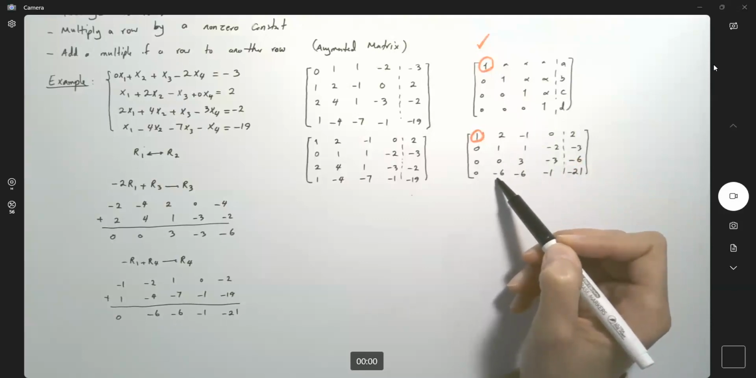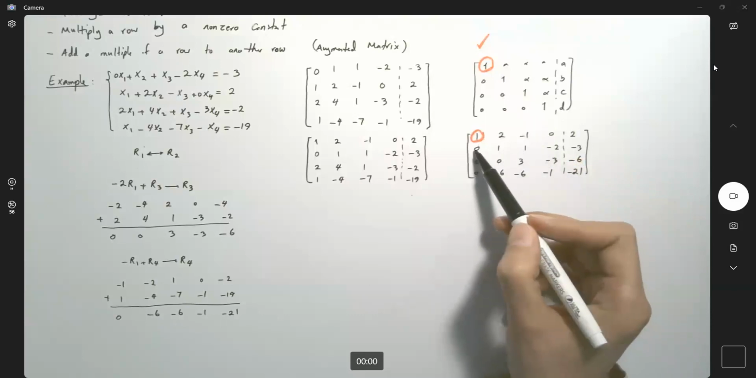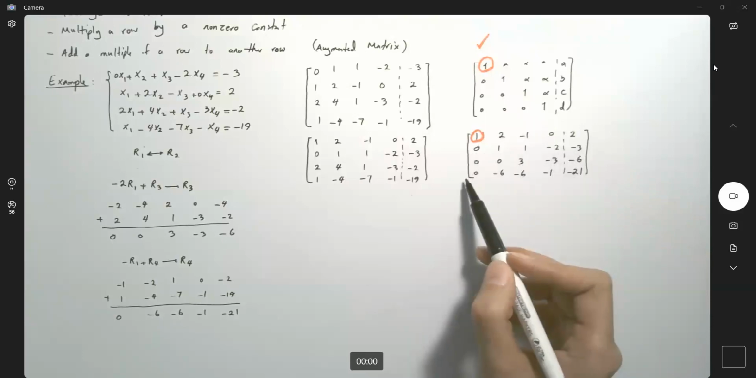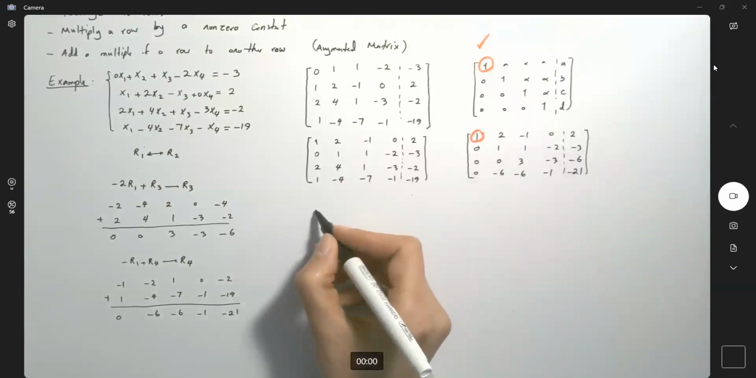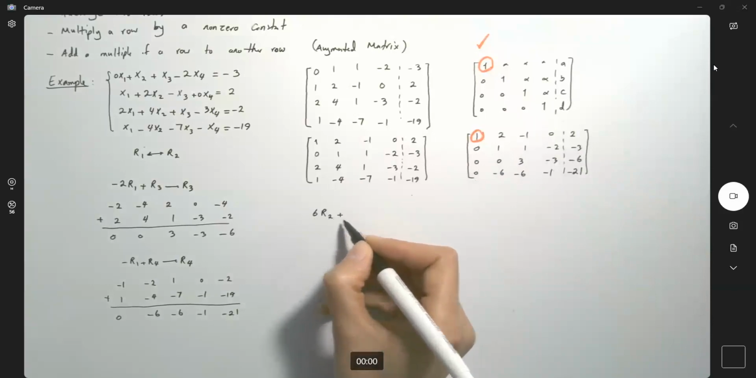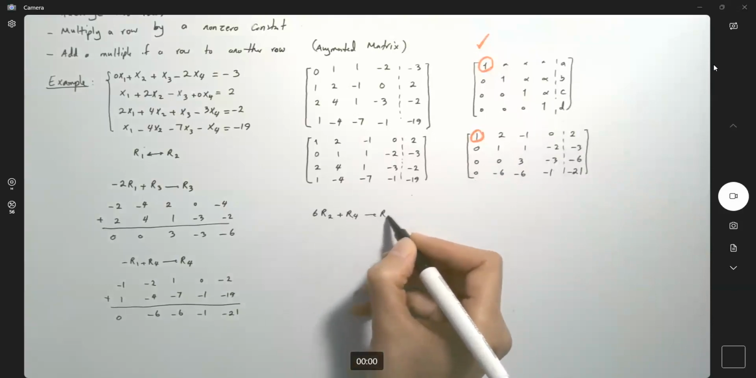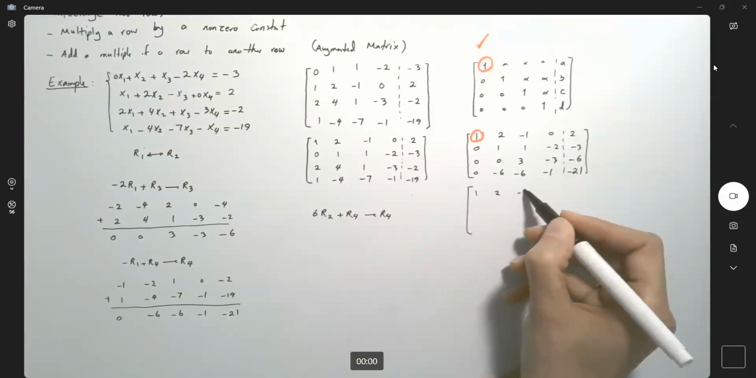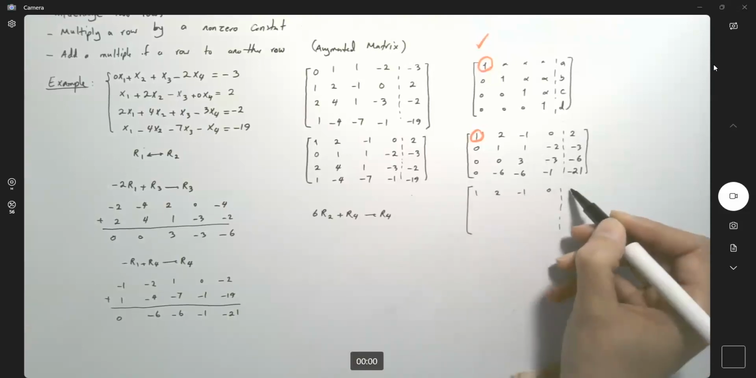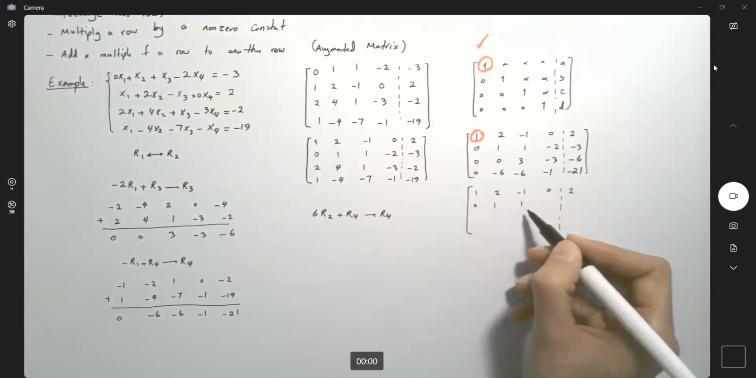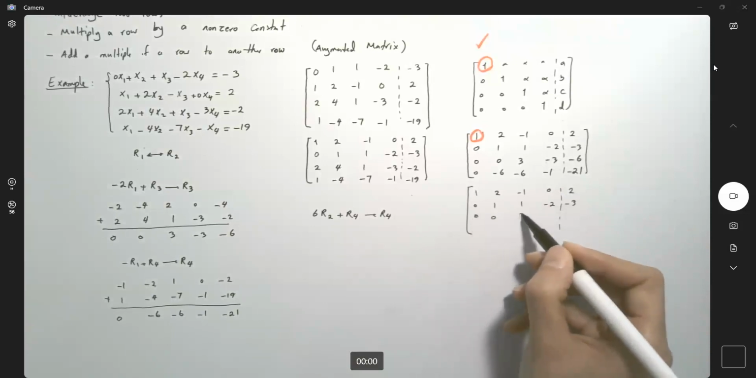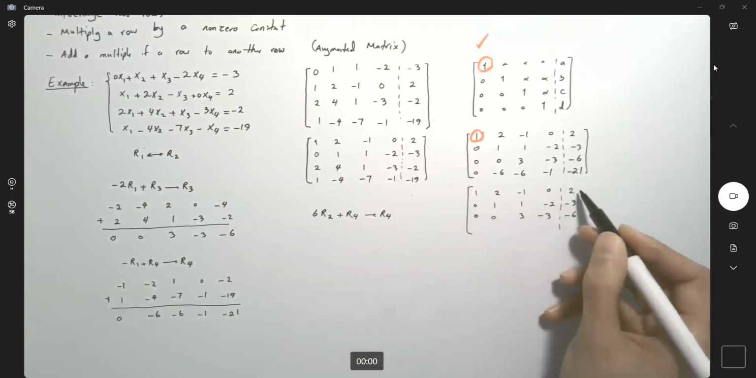Unfortunately, we have a -6 here. So we're going to make some adjustments. We're going to multiply the second row by 6 and add it to the fourth row. 6 times R2 plus R4 and replace for R4. So here I have 1, 2, -1, 0, and 2, 0, 1, 1, -2, -3, 0, 0, 3, -3, -6.